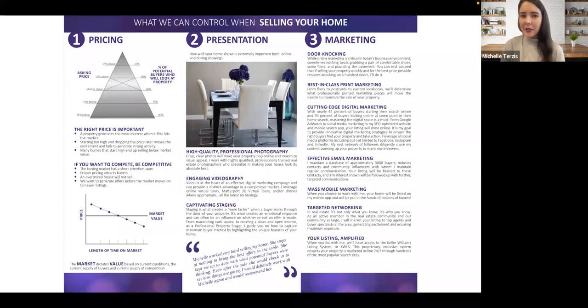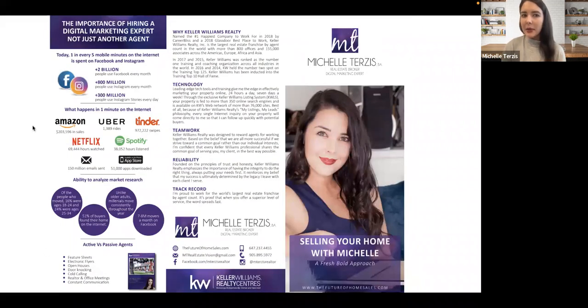It's a little trifold. It goes over the things we can control when we sell your house, which is price, presentation, and marketing. I walk them through this. Email me if you want a copy of this, but really it's just a bunch of words that helps the seller see the things that will be involved when selling their house. On the back, it talks about the importance of social media because our team does leverage this more so than a typical real estate agent does, and more about our company.